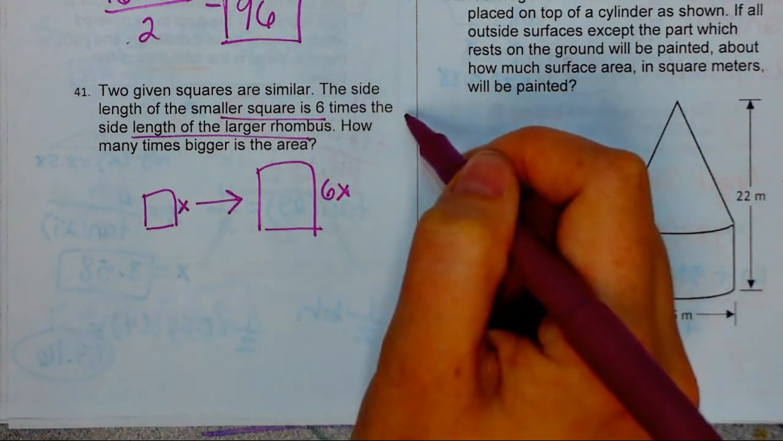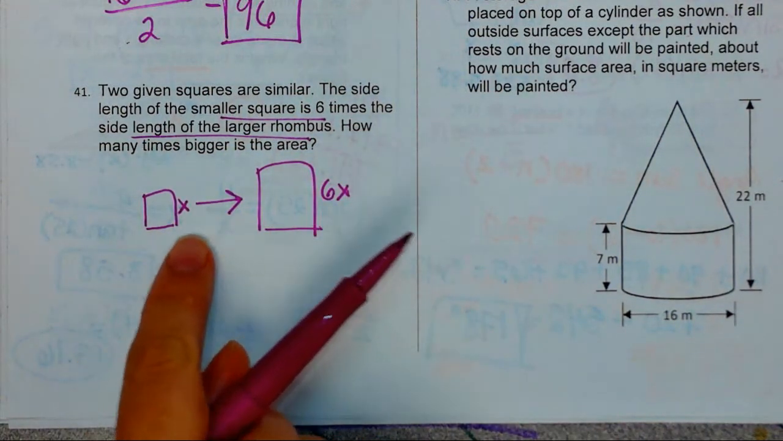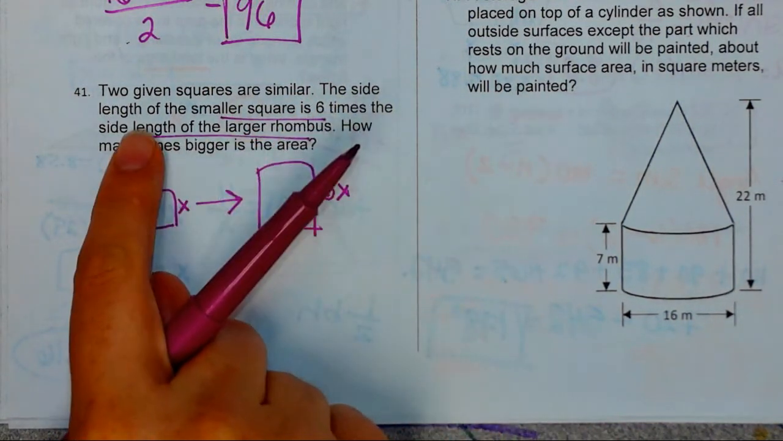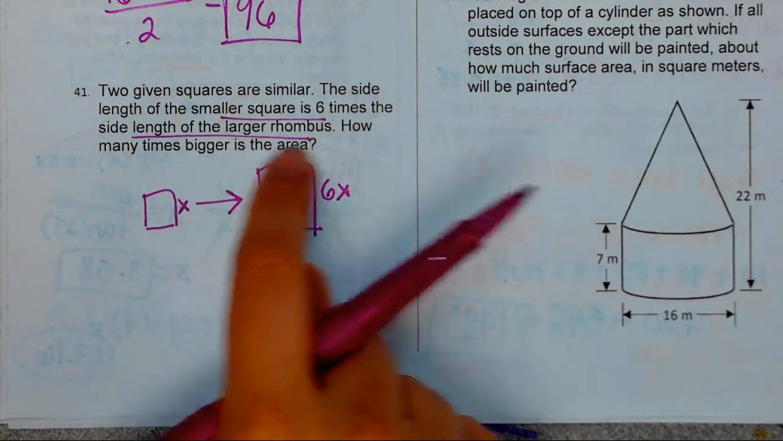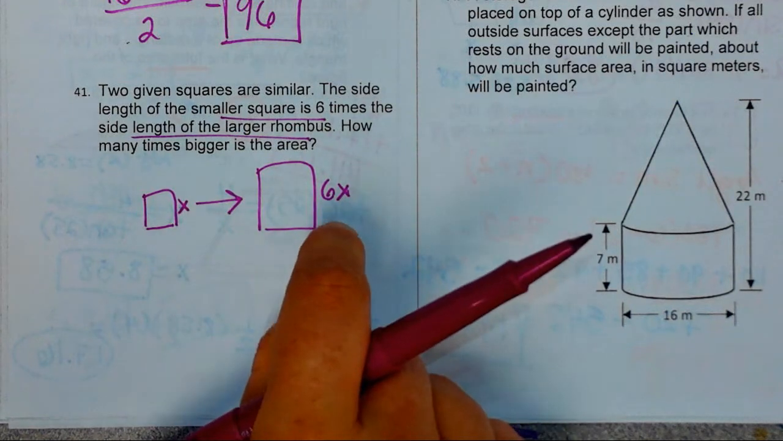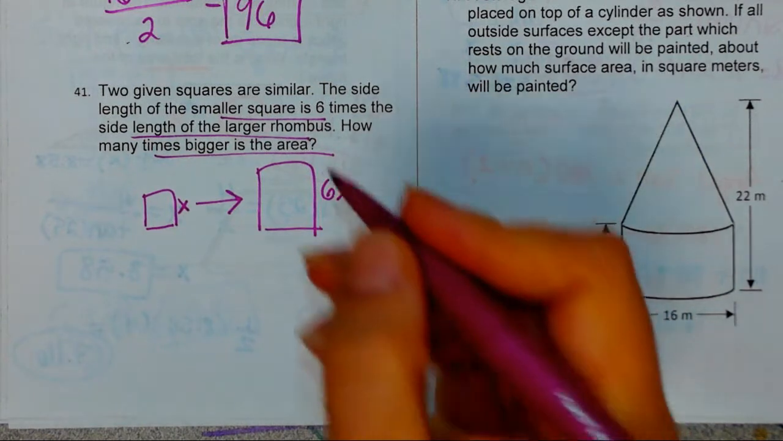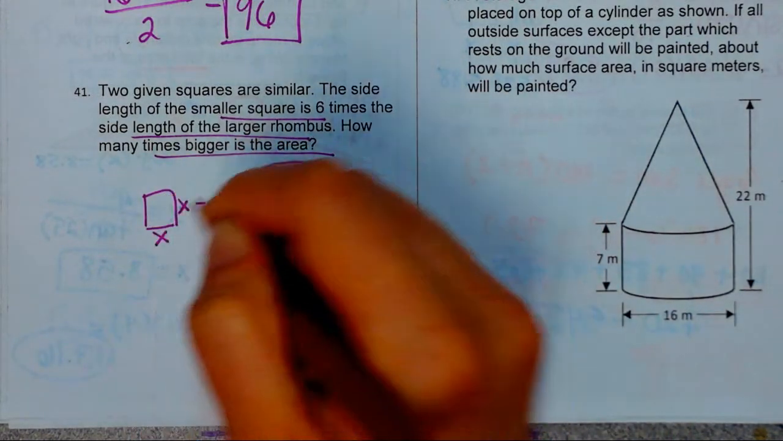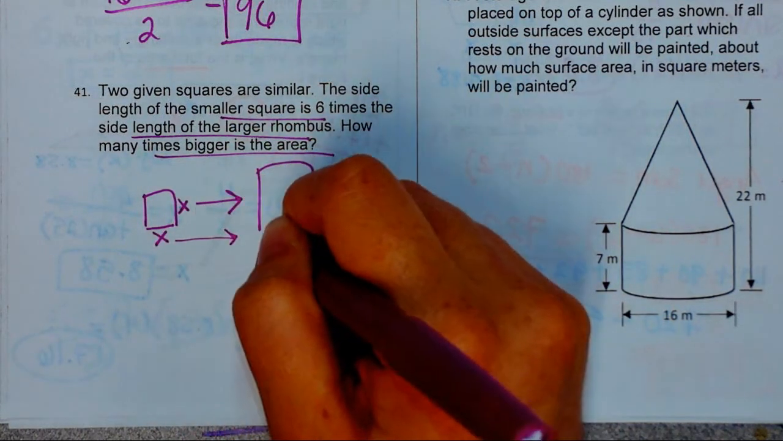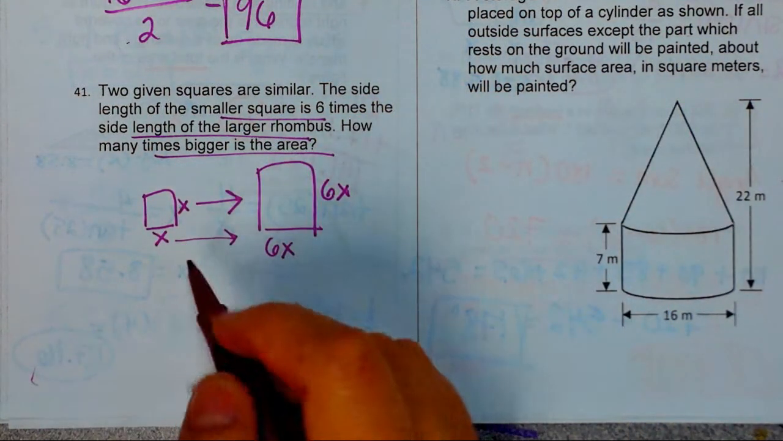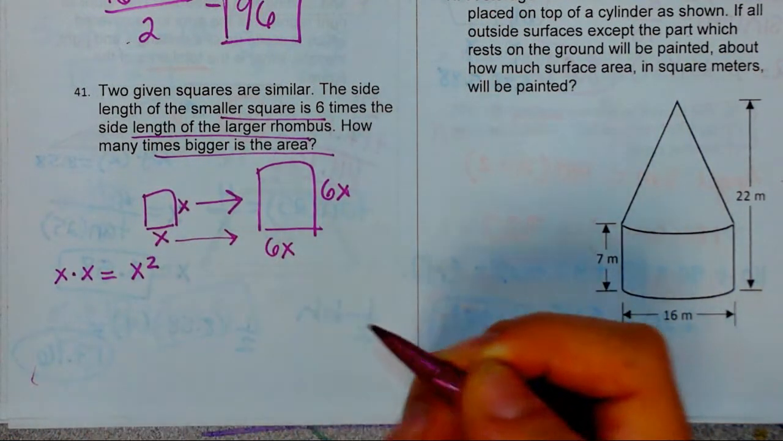This wording is a little weird here, but I'm pretty sure that this is the kind of picture that they're talking about. So it's basically saying that one side length on the smaller square was multiplied by 6 to get this side length for the larger square. It's asking how many times bigger is the area. So remember that area is a two-dimensional thing. This is going to get multiplied by 6, so is this side. When we solve for area, we multiply two sides together, right?